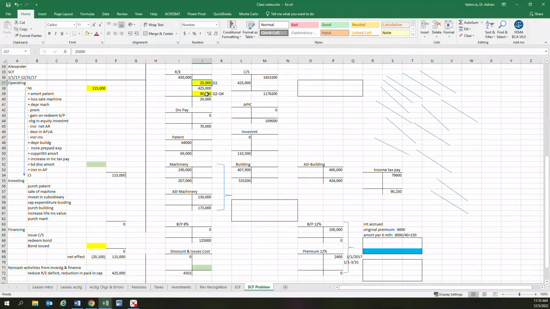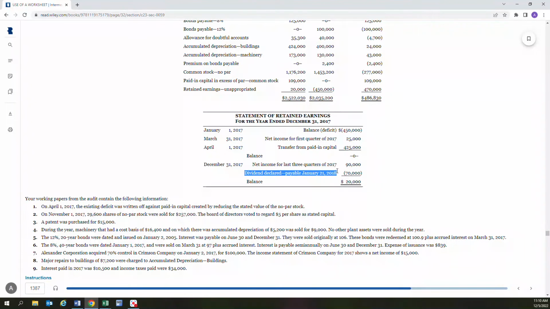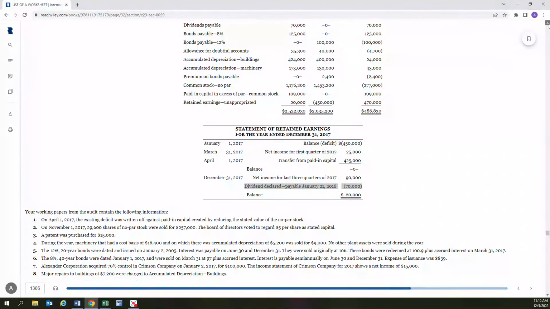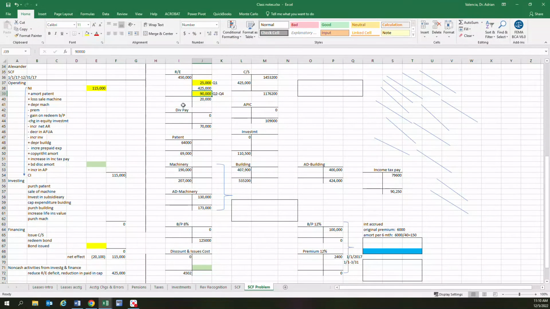Okay? And then finally, I'm going to use the information within the statement of retained earnings to see that they declared a dividend of $70,000, right? So let me see if there's a dividends payable account here. There is, okay. So there's a dividends payable account. So notice how this went from 0 to 70, and that's probably what this is. So let's go ahead and recreate that. So I'm going to debit retained earnings for that dividend declared, and I'm going to credit dividends payable.